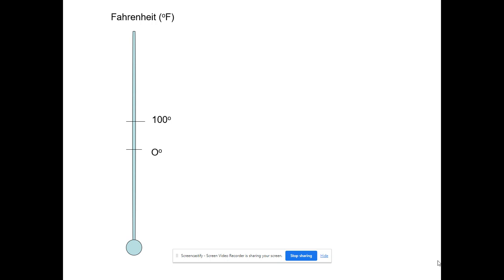And the 100 degrees was set based on the assumption that normal body temperature is 96 degrees. So 100 degrees is a little bit higher than body temperature. Turns out that it's not 96, it's 98.6, but that's how he set it. And so that was the Fahrenheit scale. So he set the zero based on that.